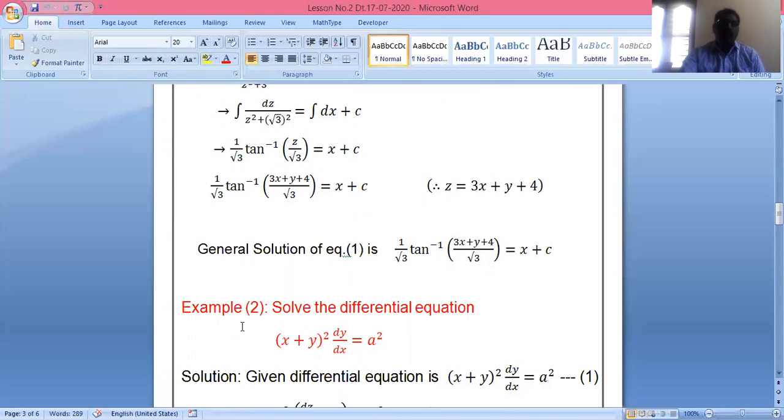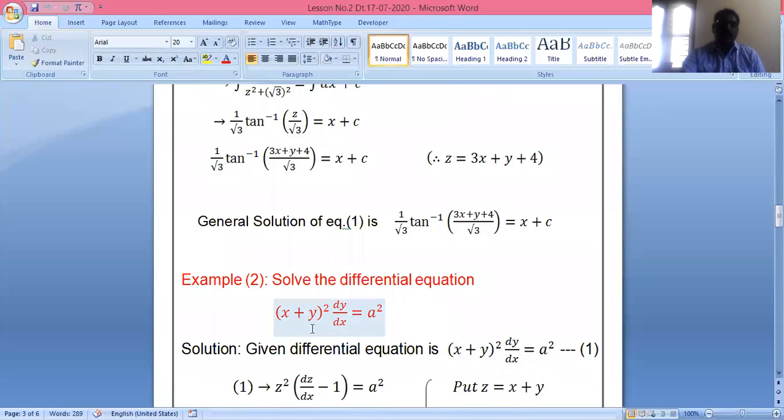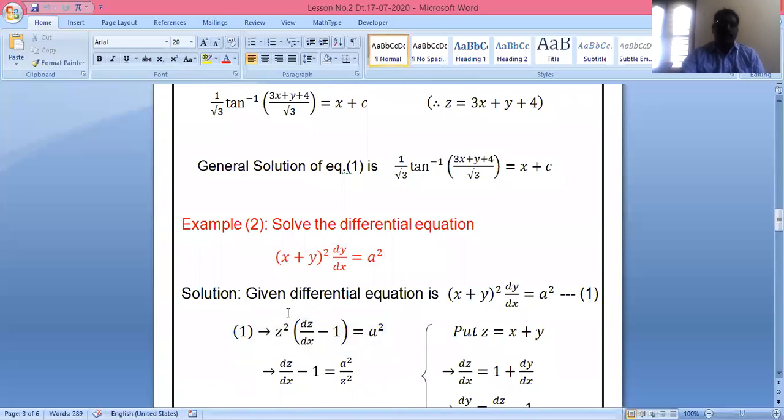Now, another example. Solve the differential equation x plus y whole square dy by dx is equal to a square. Given differential equation is x plus y whole square dy by dx is equal to a square. Let this equation be 1. Here our substitution is z is equal to x plus y.